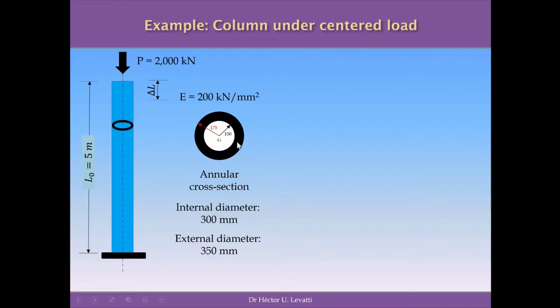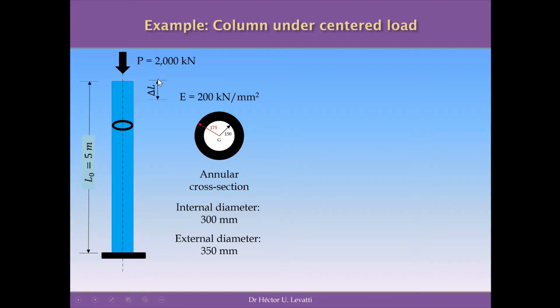So this white region, the circle, is hollow, and the internal diameter of this cross section is 300 millimeters, so the radius is 150, and the external diameter is 350 millimeters, so the external radius is 175 millimeters. The Young modulus for this exercise is going to be 200 kilonewtons per square millimeter, or 200,000 newtons per square millimeter, and the load applied to the column is 2,000 kilonewtons. The total length of the column is 5 meters.